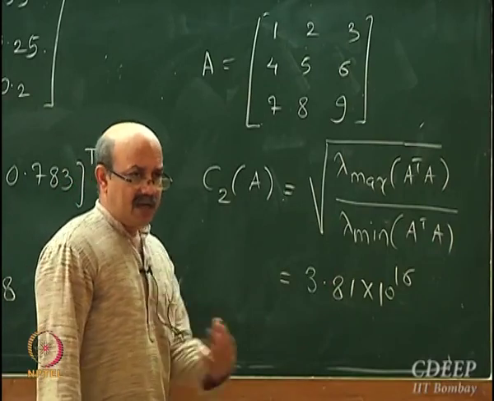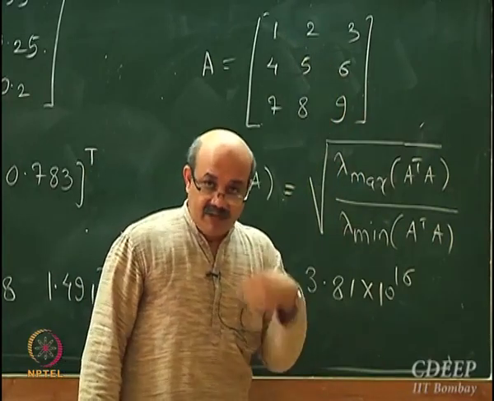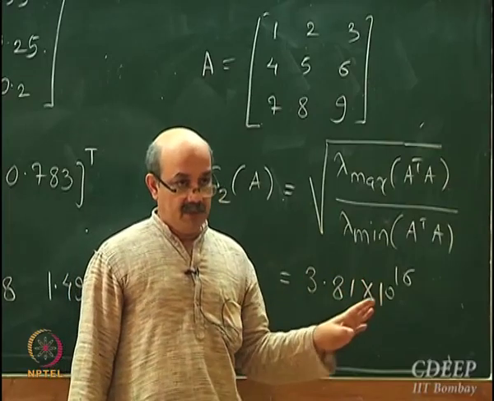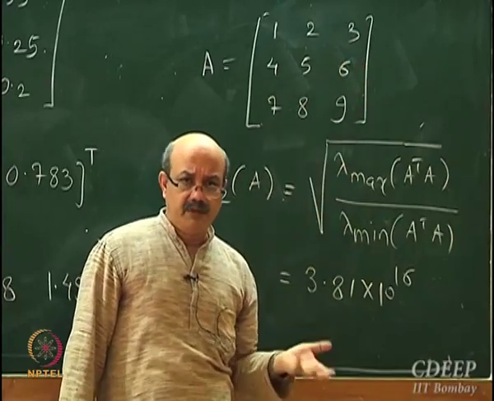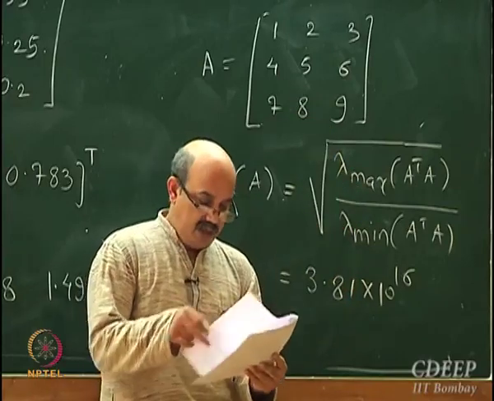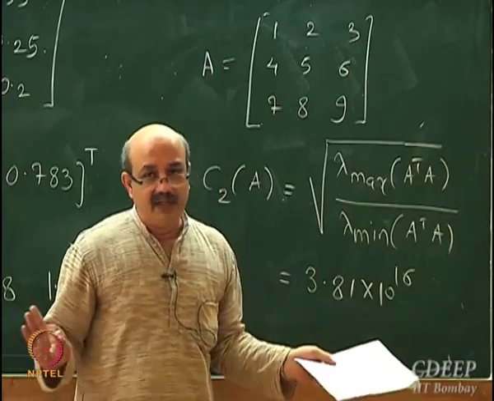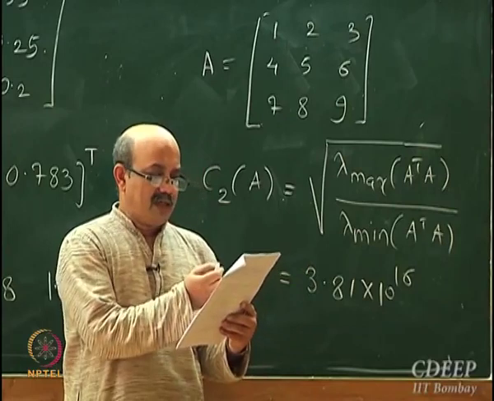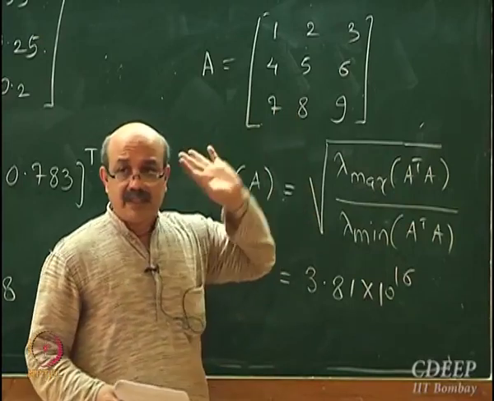You can do a simple experiment in MATLAB or Scilab or any software. Take this matrix and find its inverse. MATLAB will give you a warning that this matrix is highly ill-conditioned and the results may not be reliable. If you find the inverse of this matrix and multiply it with the matrix itself, you should get the identity matrix. But if you do that numerical experiment in MATLAB, you will get a matrix which has nothing to do with the identity matrix. You get numbers like 2, 8, 18 when you multiply A into A inverse, because this is a highly ill-conditioned matrix.